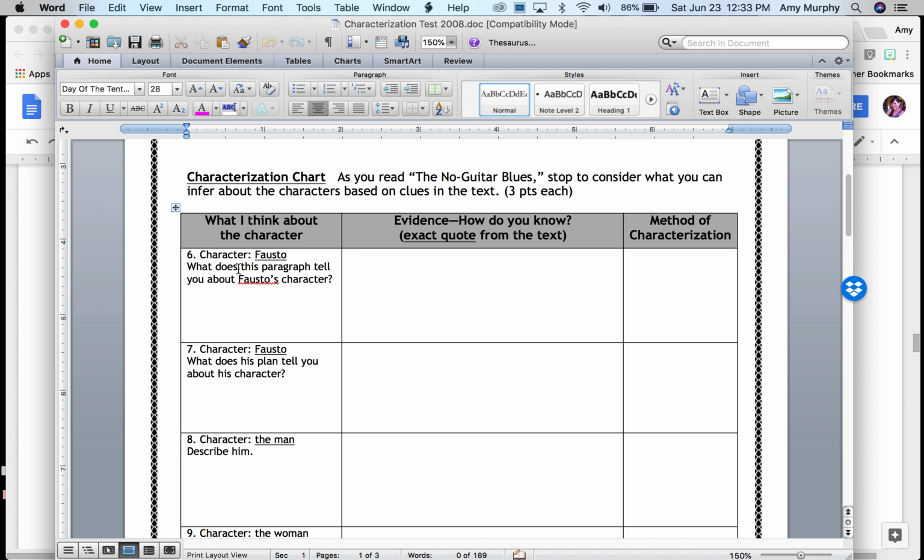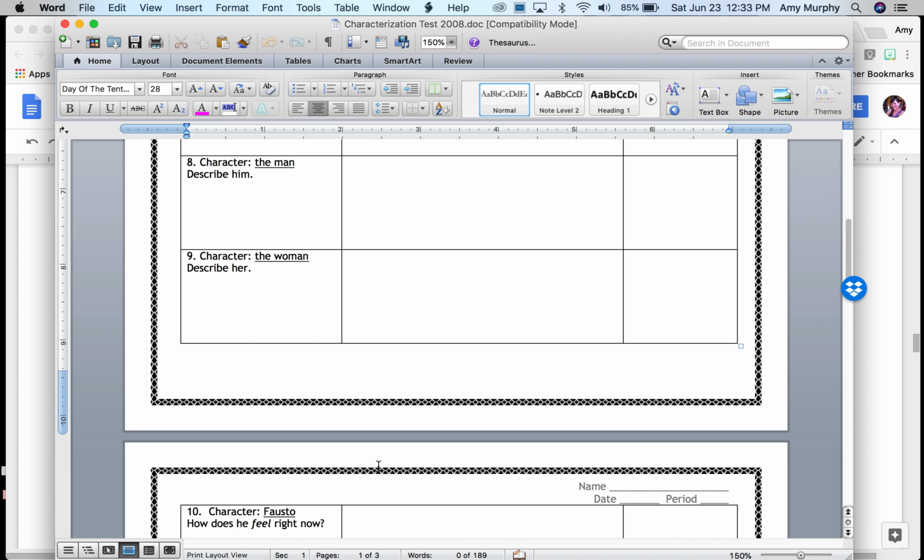So what does this paragraph tell you about the character? What I ended up doing was, in the short story, I would have symbols in the story that told them to stop and go to number 6 on the test. So that I was kind of testing, as a reader, as you're reading, what kind of inferences are you making about the character right now in the text? How do you know? So they had to provide evidence from the text to support whatever it was they were thinking about the character. And then what kind of characterization did the author use to achieve this? And so I did that throughout the short story.